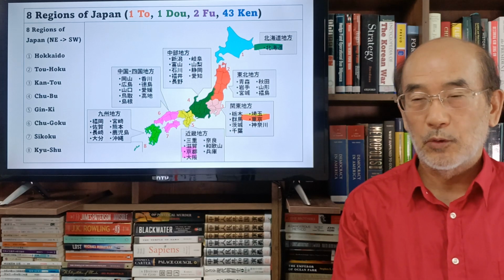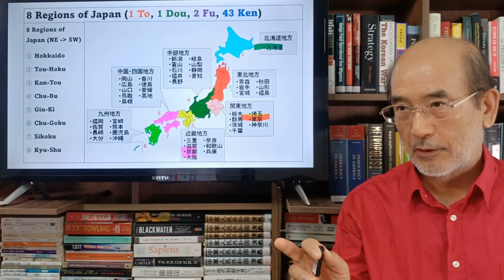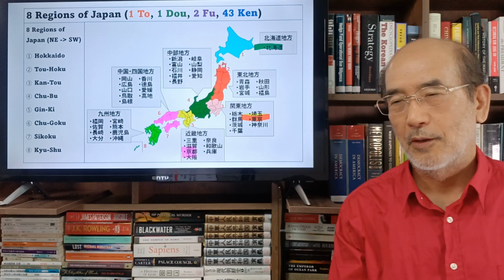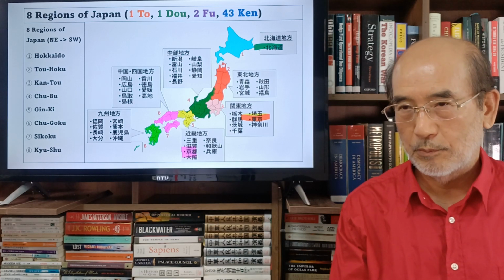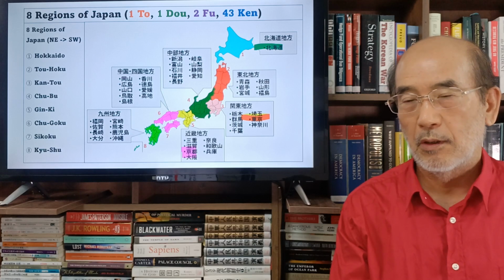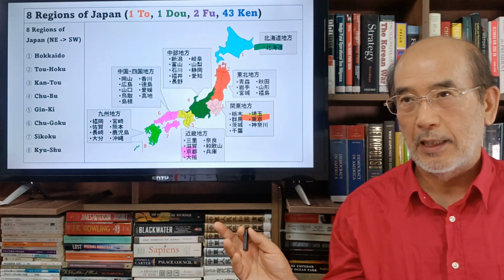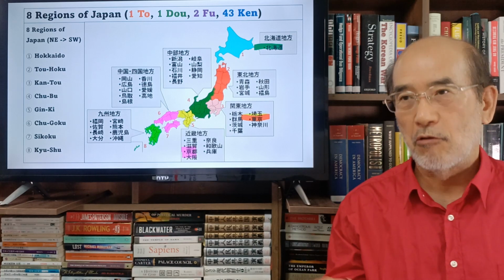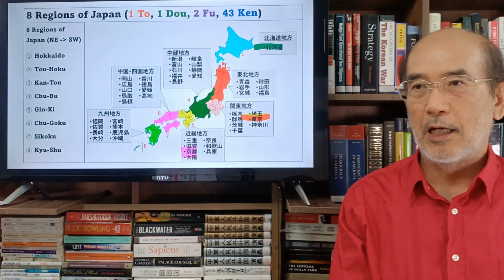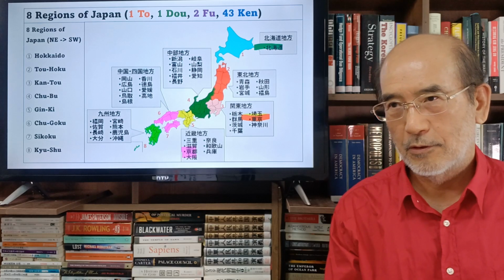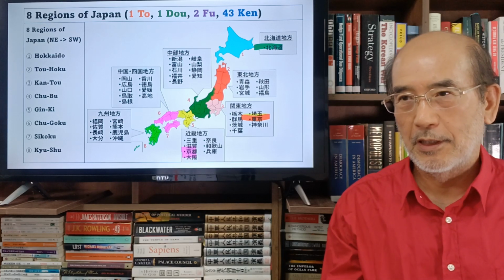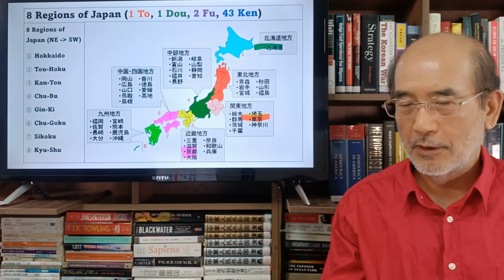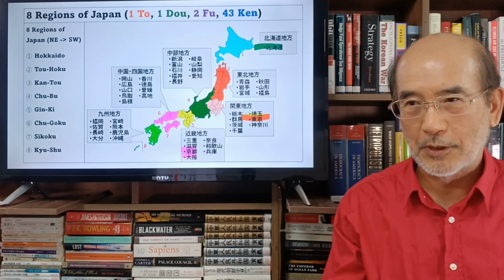So Japan has 1 To. To is in the red. Okay, I mean the box on the right. Tokyo. I just lined it in red. Tokyo metropolis, and 1 Do is Hokkaido in green at the top right, and 2 Fu are in the middle below, Kyoto and Osaka Fu, and the remaining basic unit are 43 prefectures. So if you hear Japanese prefecture, then you should think that it is one of 43 prefectures, not Tokyo, not Kyoto, not Osaka, not Hokkaido. Okay? Good.